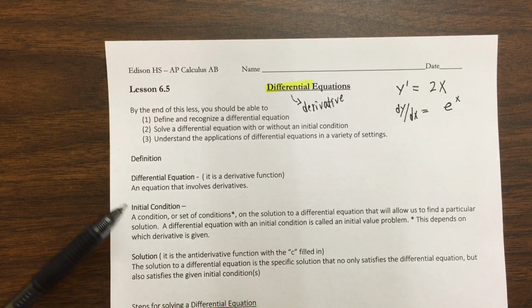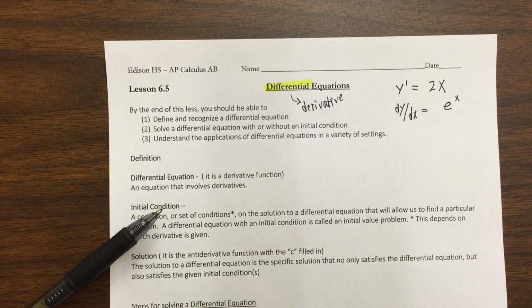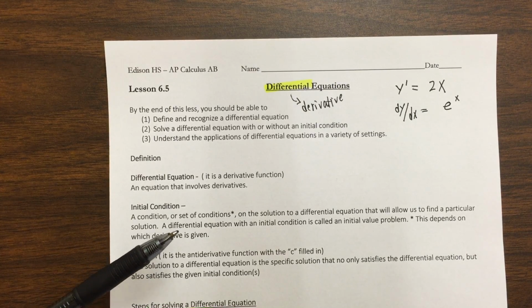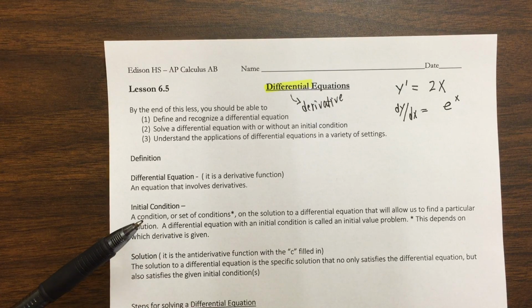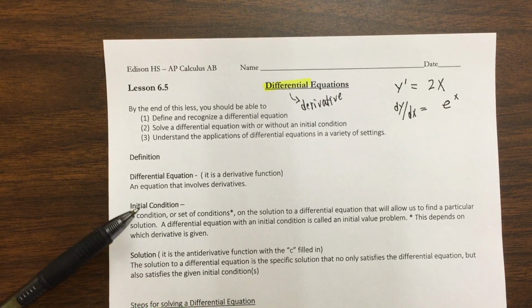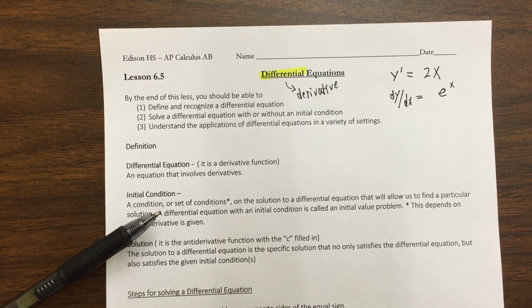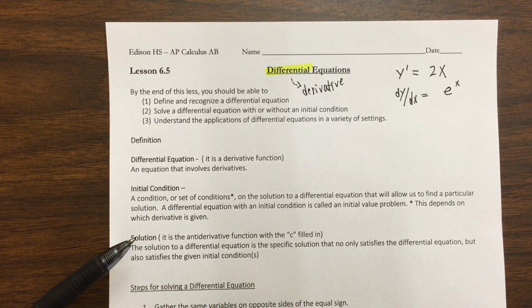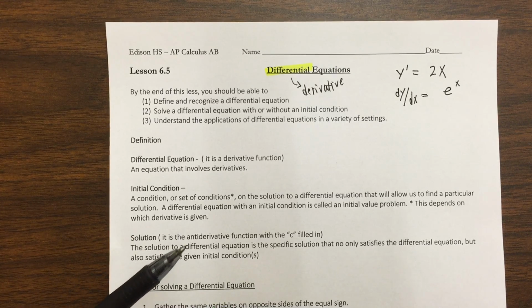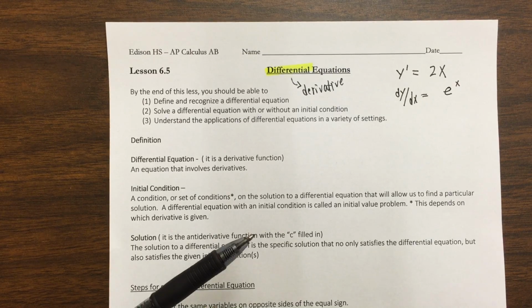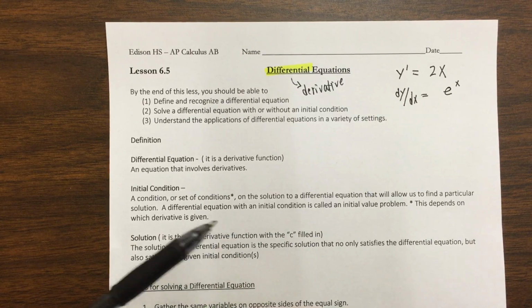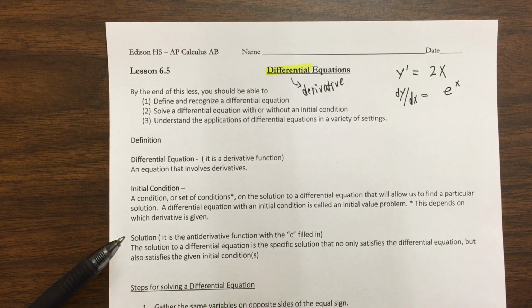From time to time, you will be given an initial condition. This is some known value about the original function. We call that the initial condition. And then you will be asked to find the solution. To find the solution basically means to find the antiderivative function and also fill in what c is, and that's what it means by finding the solution. So the word solution might come off as a number, but it's actually not. It's the original function with c filled in.